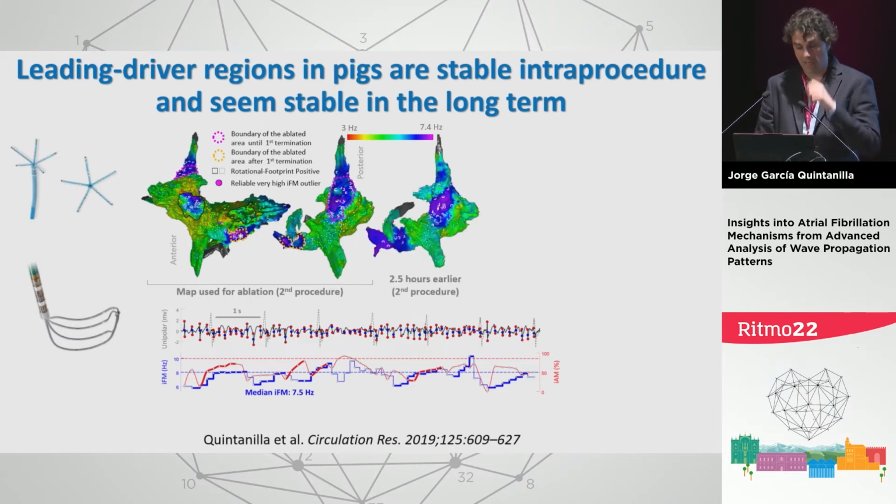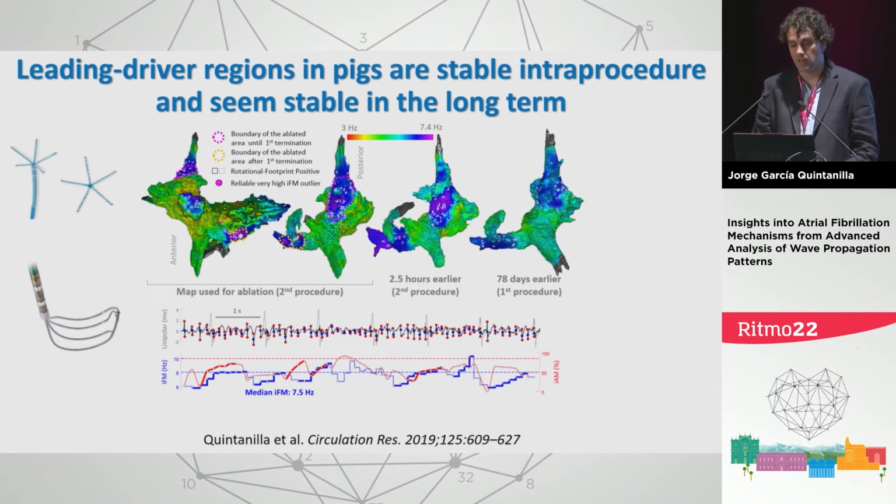Now you can see a map acquired the same day, but 2 hours and a half earlier. This map is virtually identical to the one used to guide ablation. This intra-procedure stability of this kind of hierarchy maps was confirmed in all the patients in the study. Indeed, this same patient was mapped 78 days earlier. Note that leading driver regions, although less electrically remodeled and therefore slower at that time, were roughly similar.